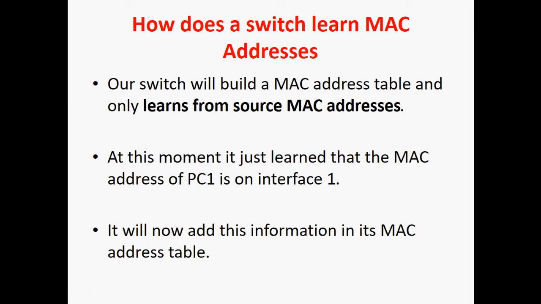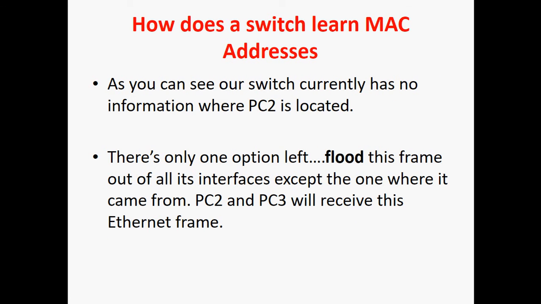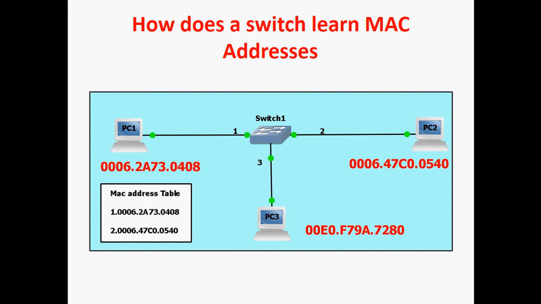At this moment, it just learned the MAC address of PC1 on interface 1. It will now add this information to its MAC address table. As you can see, our switch currently has no information about where the other PCs are located. So there is only one option left: flood this frame out of all the interfaces except the one it came from. PC2 and PC3 will receive this Ethernet frame.